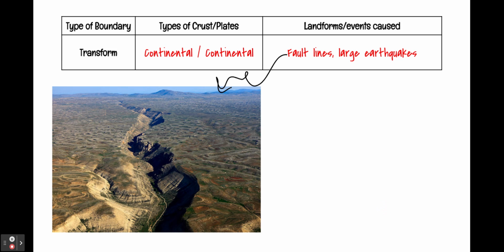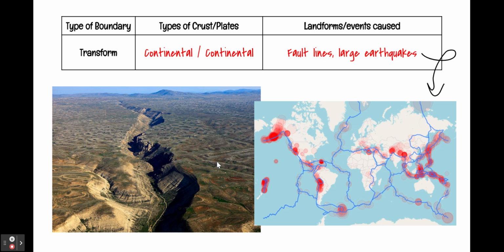When they do this, what really happens is that they're pushing against each other and they're creating a lot of pressure. And when one finally slips, it creates a vibration and it creates a crack in the crust. The crack is called the fault line, but the vibration is called the earthquake. Earthquakes can happen at all of the boundaries, but they are most common and most destructive at transform boundaries.